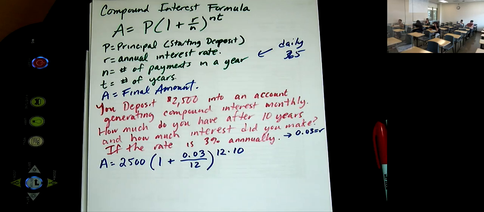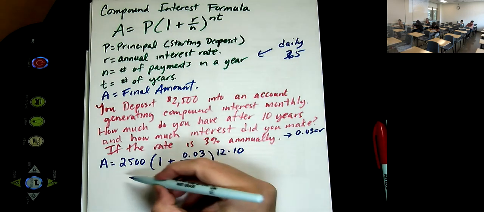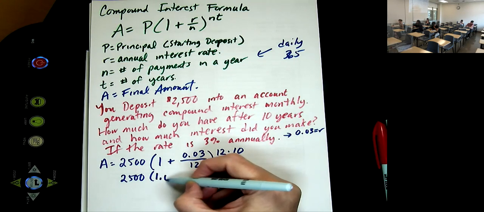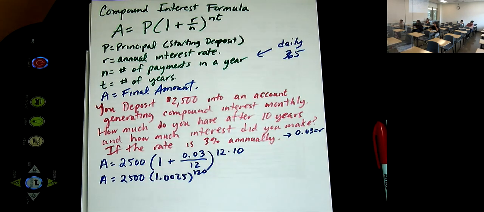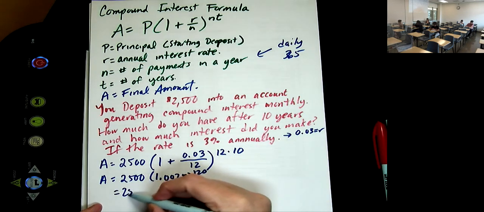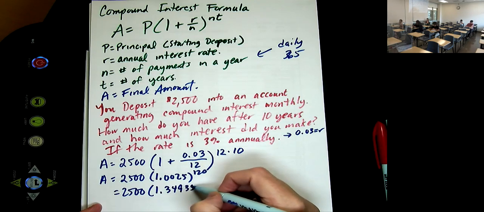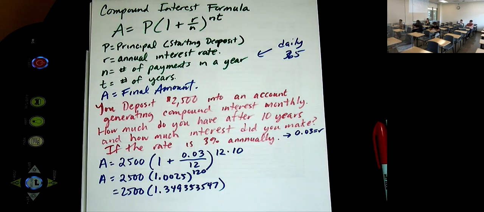Let's get my calculator out. So this is 2,500 times 1.0025 to the 120. I recommend doing it in steps. This is really easy to mess up. Now I'm going to take that and raise it to the 120 power. If you write down every step that you're doing, like the intermediate values, it makes it easier to check your work afterwards.